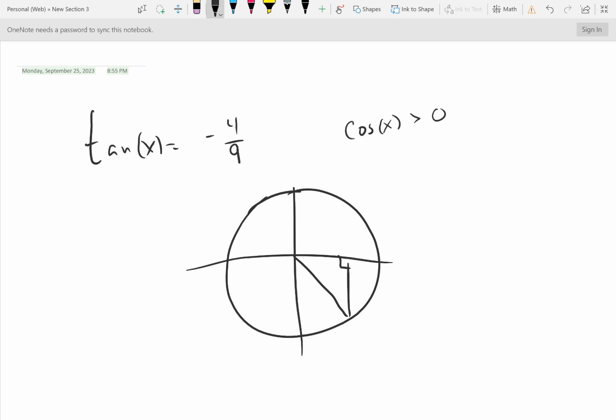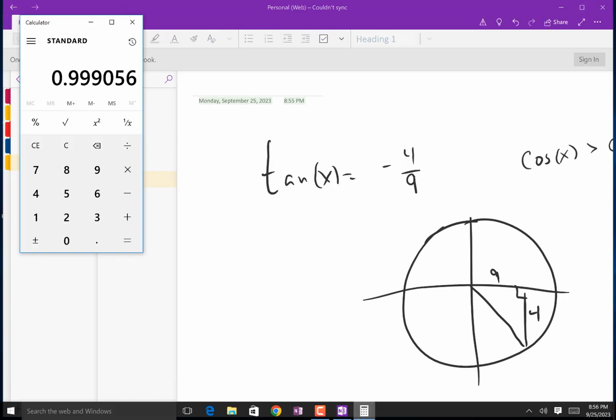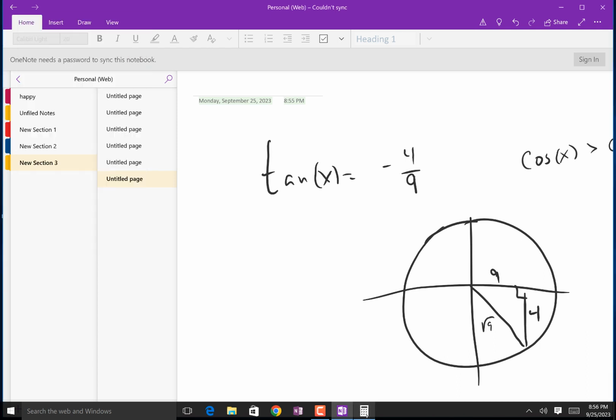And so opposite over adjacent is 4 ninths, yes? But this isn't going to fit in my unit circle. We're not done yet. So it's 4 squared plus 9 squared, which is 97. This side here is the square root of 97.